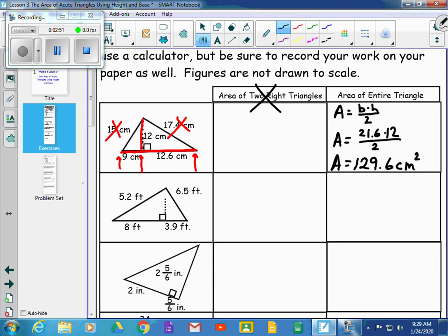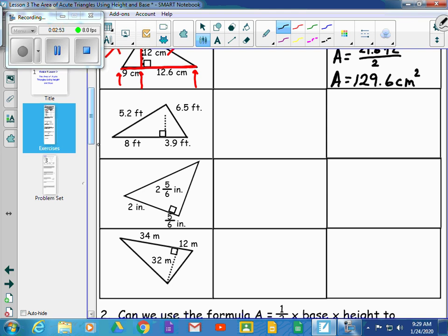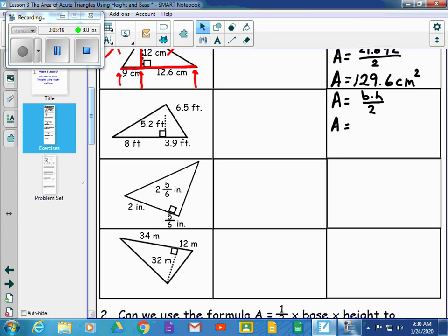Let's do one more together here. Let's take a look at this acute triangle. Again, first step, write the equation. Second step, substitute the values of the base and the height. Well, I got to make sure I know what my base and my height are. I got actually a number out of place here. That should go right there.